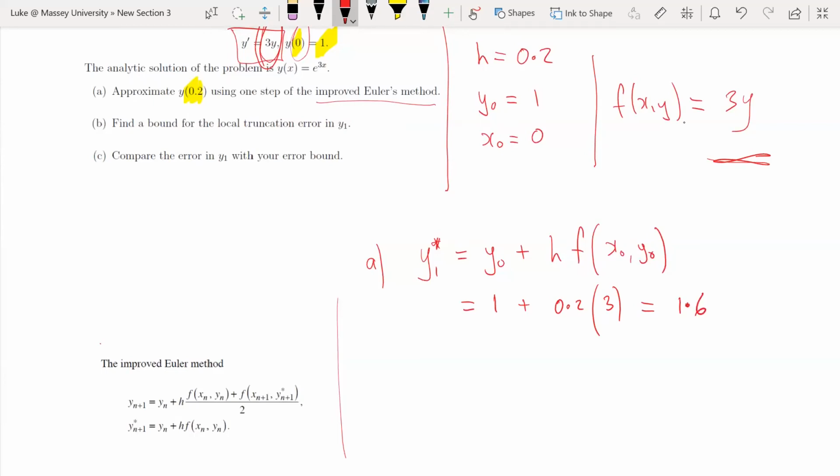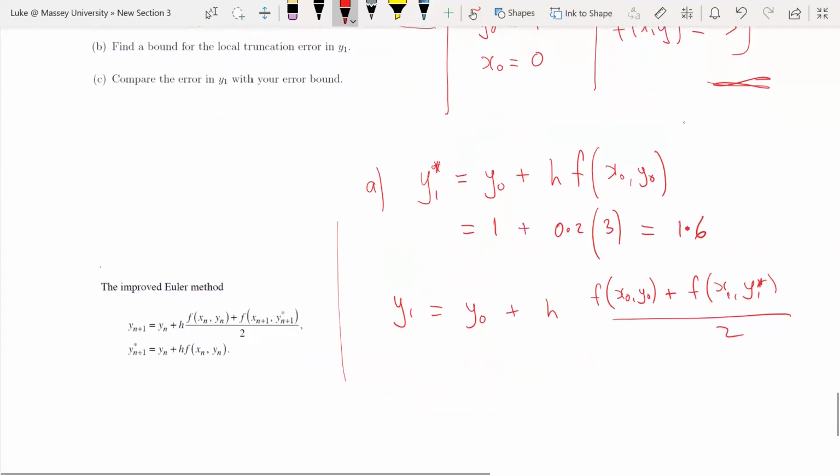Okay. And so, in fact, that is the value you would get if you were using Euler's method. But that's just our predictor for our improved Euler's method. So now we should write down y1 is equal to y0 plus h times the function evaluated at x0, y0, plus the function evaluated at x1, y1 star, over 2. Okay, so that's the formula for the improved Euler's method.